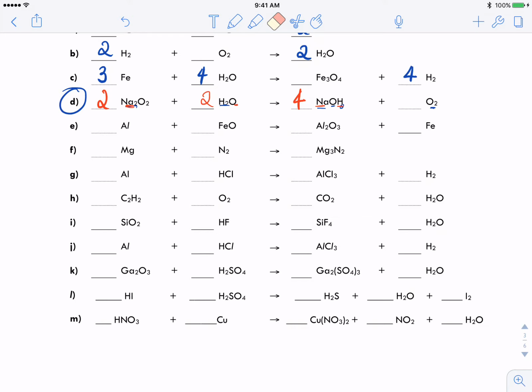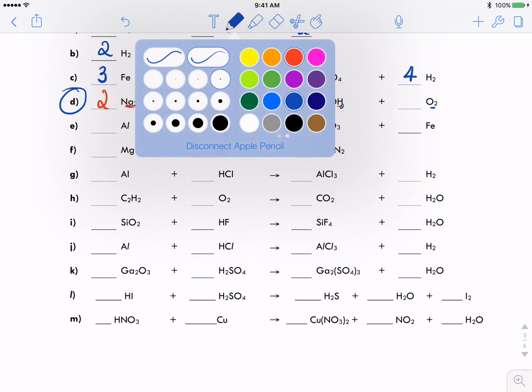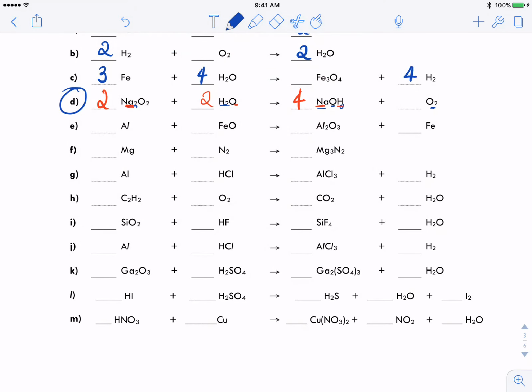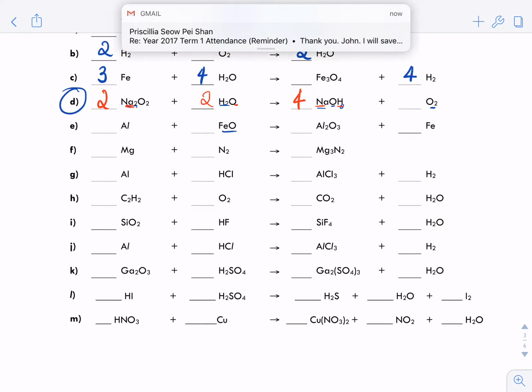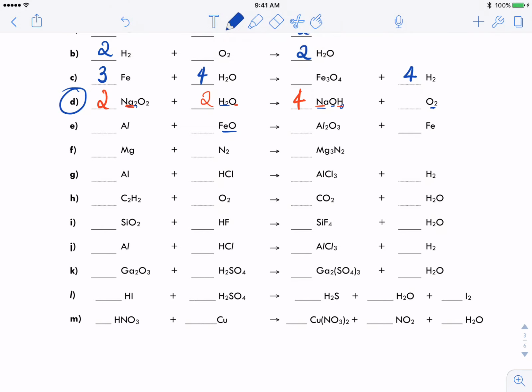Next, let's look at our aluminium plus iron(II) oxide. Now how can I tell that this is iron(II) oxide? Oxygen is O2 minus, iron is 2 plus. You know that is 2 plus because it's a 1:1 ratio here. So if O is O2 minus, iron must be Fe2 plus.